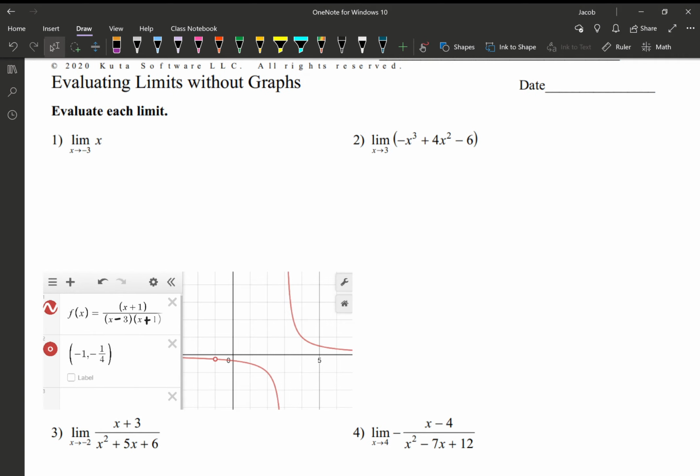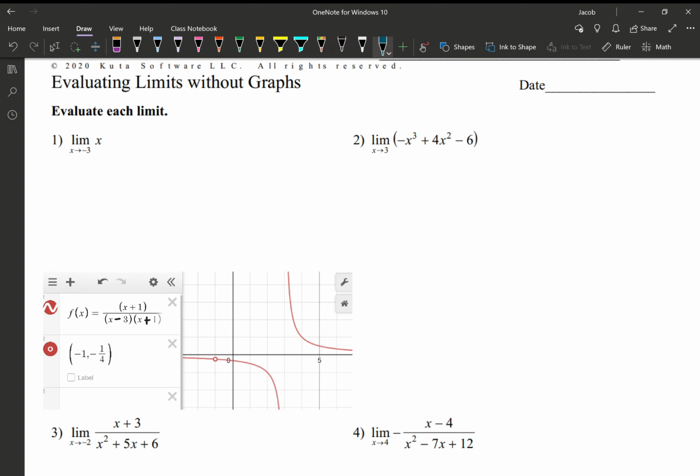Hello, welcome to Evaluating Limits Without Graphs. This is our second lesson on limits, and we are going to be using knowledge about our parent functions and other functions we've encountered in this lesson.